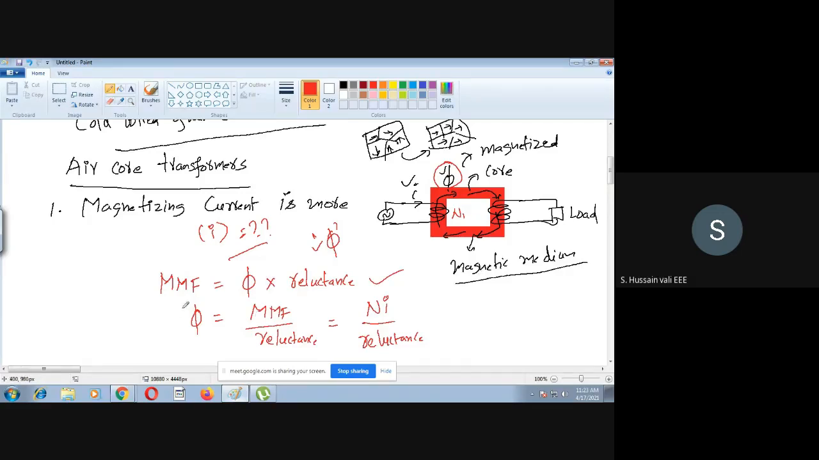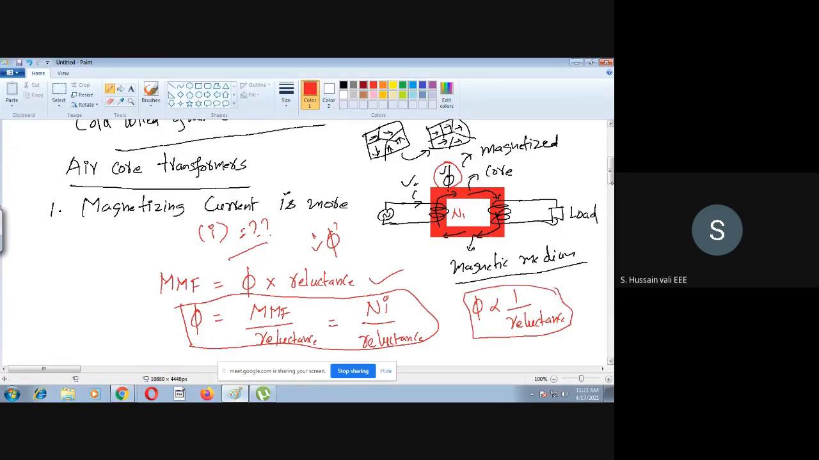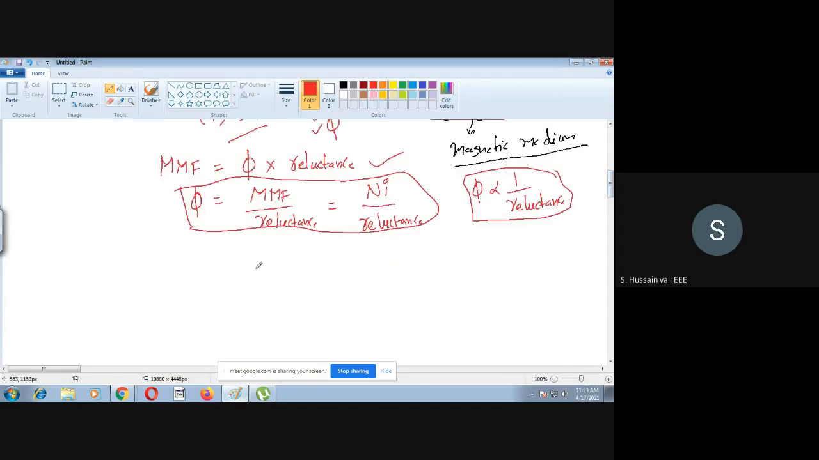If you see the relationship between current, flux and reluctance, one important thing you must understand is that the flux is inversely proportional to reluctance. This is very important. In other words, flux is directly proportional to current, and it is inversely proportional to reluctance.